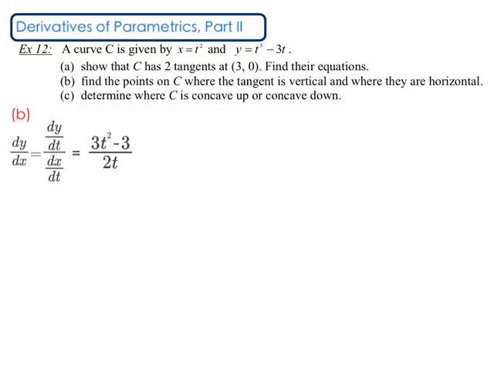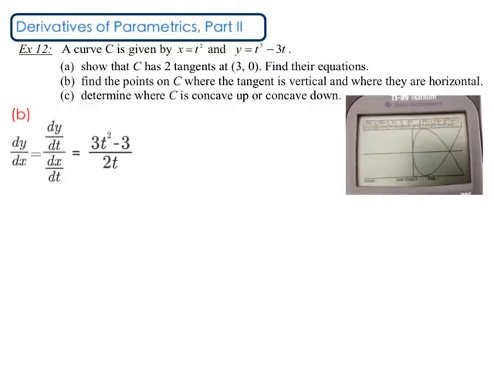Part B asks for the points on C where the tangent line is vertical and where the tangent line is horizontal. Okay, if we refer to what the curve looks like again, and now I'm realizing that my picture is a little crooked, but I can see horizontal tangent lines and I can see a vertical tangent line. I see one vertical and 2 horizontal tangents. Look for them, label them, pause the video, come back to me.